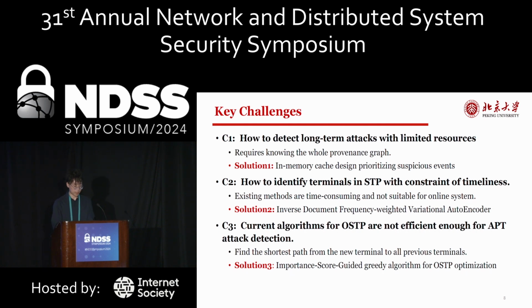Third, applying STP to APT detection requires more efficient algorithms. Existing algorithms need to find the shortest path between the newly arrived terminal and all previous terminals, which is too expensive for online detection. To solve the problem, we design an importance score guided search algorithm for online STP optimization. In the worst case, it only needs to traverse all the edges.